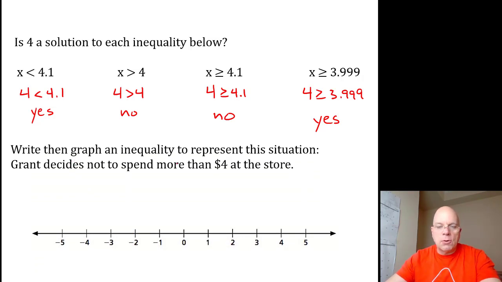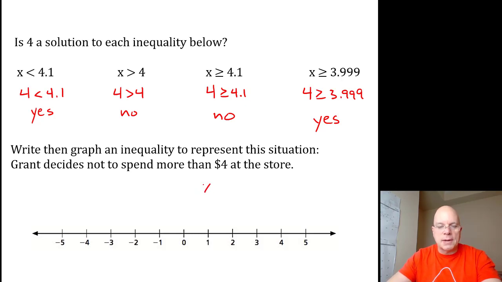Write, then graph an inequality to represent this situation. Grant decides not to spend more than $4 at the store. So if he decides not to spend more than $4, could he spend exactly $4? The answer is yes, because if you spend $4, you're not spending more than $4.